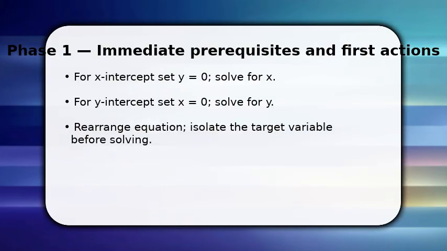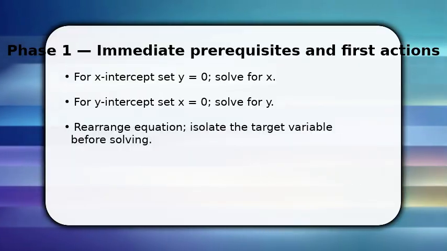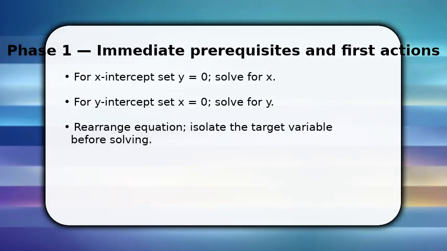You begin by deciding which intercept you need and acting immediately. For an x-intercept, set y equal to 0 and solve the resulting equation for x. For a y-intercept, set x equal to 0 and solve for y. Once done, rearrange terms so the variable you want is isolated on one side, move constants and combine like terms.